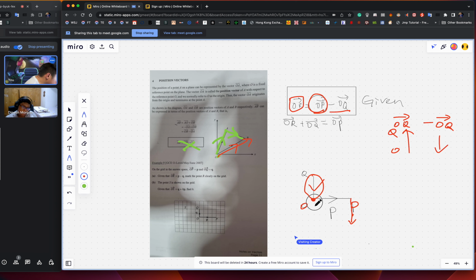So therefore, this is OR. Because if you put your OQ here, it doesn't work, because this one here, they will meet at this point. Cannot. So you must somehow find a path. Do you understand my point? I don't understand how you get. Oh, you don't get. Okay, let me just do it again.